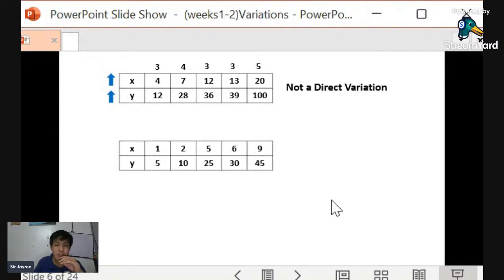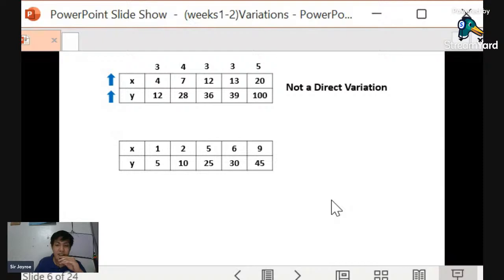1, 2, 5, 6, 9. The x: 5, 10, 15, or walang 15. 5, 10, 25, 30, 45. Direct or not? So again, they both increase, no? They both increase, the x and y. But still, we have to check for the constant.